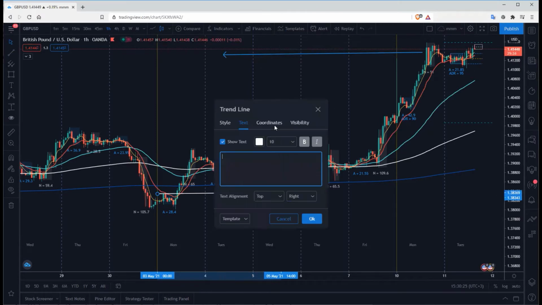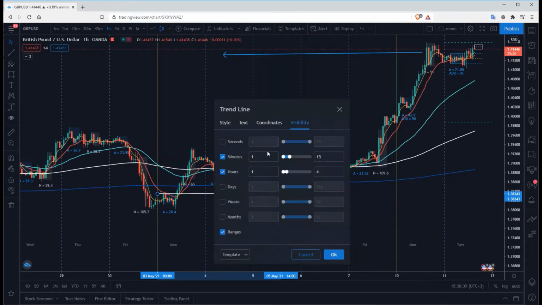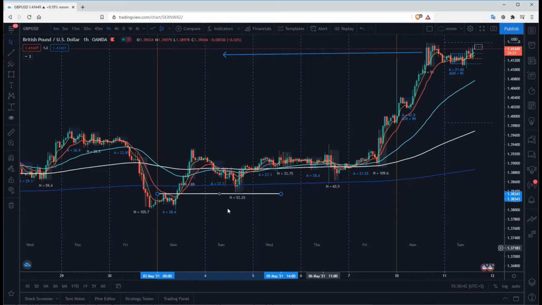I'll go to coordinates and make sure the coordinates are similar. So I just copy the coordinates above and paste them below. The coordinates are similar. For visibility, I want it to be visible on hours, but up to 4. Yeah, it's okay now. Then I'll copy this, border it, and put it here.